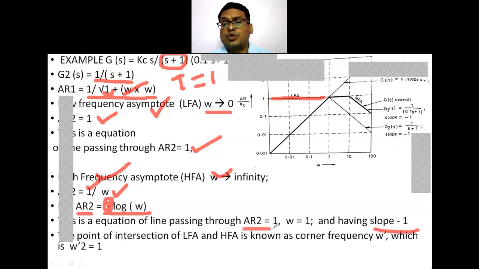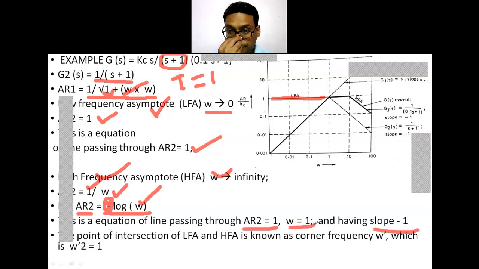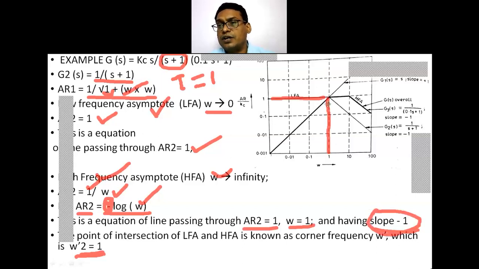So amplitude ratio 2 is equal to 1 when tau omega is also equal to 1. So in this case, the corner frequency W2 comes as 1. So this corner frequency is 1, and with a slope of minus 1, that line will be there. So from this point 1, with a slope of minus 1, I will draw another line. So this line is for the transfer function 1 upon s plus 1.